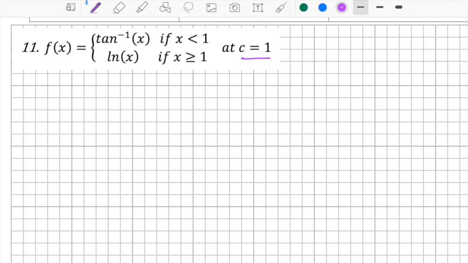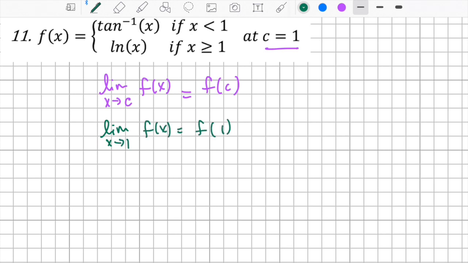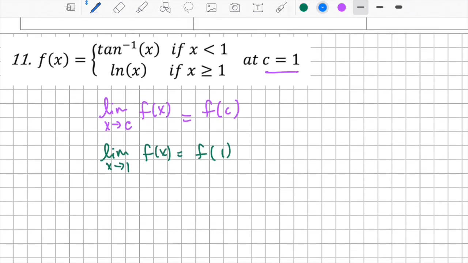Okay, same thing. We want to see if it's continuous at c equals 1. So again, we start off by writing the definition. Limit as x approaches c of f of x, is it equal to f of c? This time c is 1, so let's write it out. Limit as x approaches 1 of f of x equals f of 1.